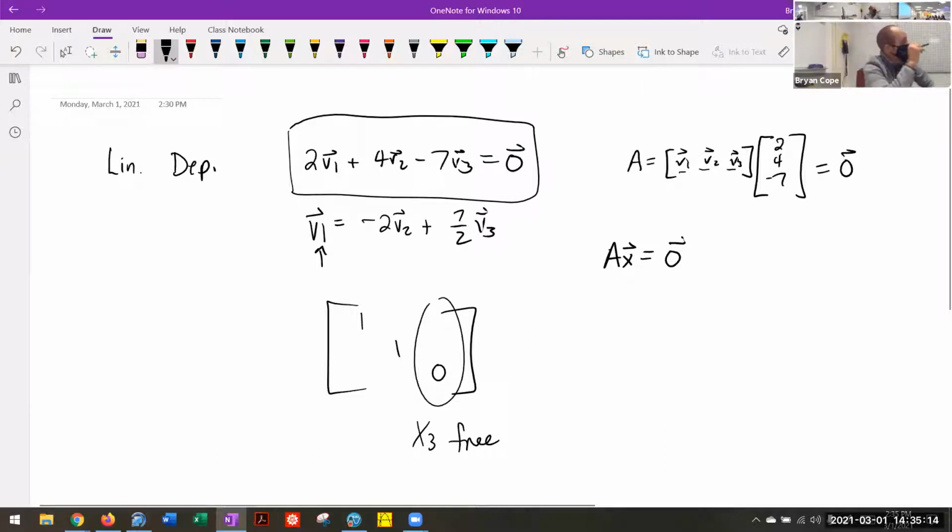No, if x3 is free, that doesn't imply that x1 and x2 are 0. It implies that x1 and x2 depend on x3. Okay. Right? So it would be like this. We would see zeros here and here, but there's no guarantee of zeros here. That could be those numbers.